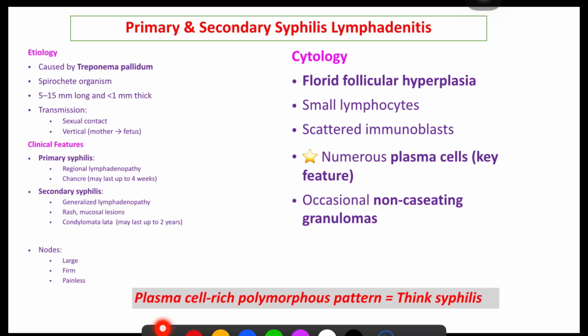Clinical features include, in primary syphilis, regional lymphadenopathy and chancre, which may last up to 4 weeks, and secondary syphilis, where there is generalized lymphadenopathy, rash, mucosal lesions, and condylomata lata, which may last up to 2 years. Here the nodes are large and painless. Cytologically there is florid follicular hyperplasia with small lymphocytes and scattered immunoblasts, but the key feature is numerous plasma cells, and occasionally non-caseating granulomas are seen. So, whenever you see a plasma cell rich polymorphous pattern, think syphilis.